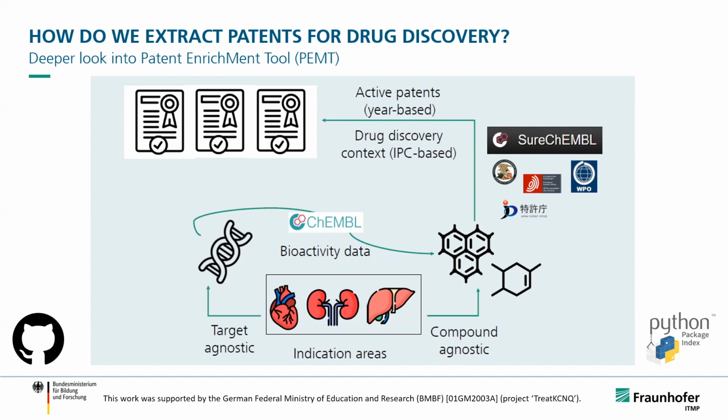In either of the cases, once you have the compound, what we do is look into SureChEMBL, which is a public patent database, and extract and filter out patent documents that A, are active, so they are between the 20 to 25 year period, and are talking about drug discovery. That means that they talk about the formulation of a drug or the utility of that particular compound based on a target or an indication area.